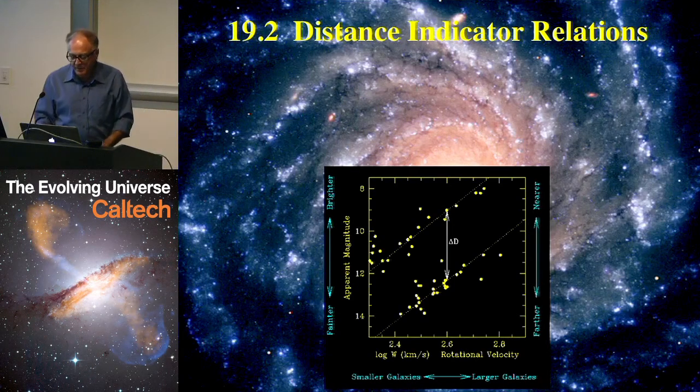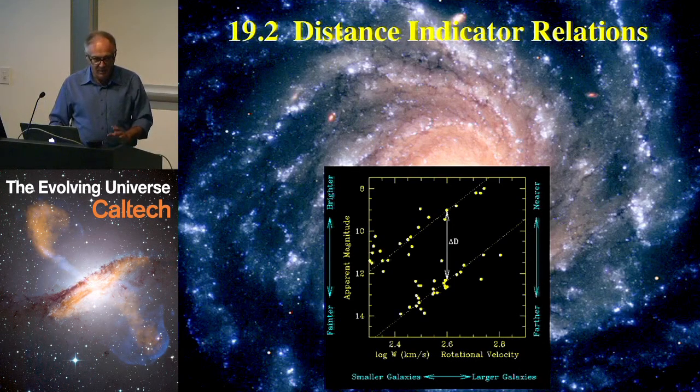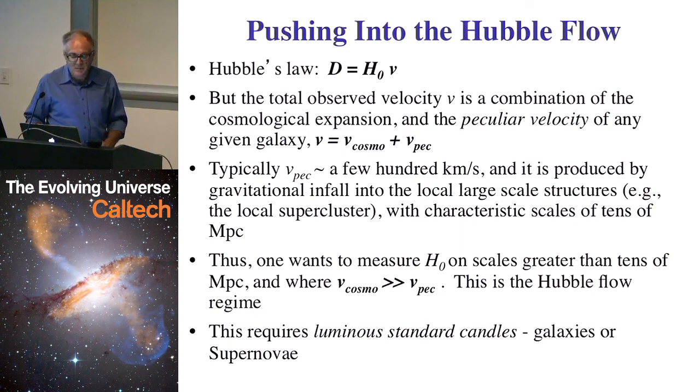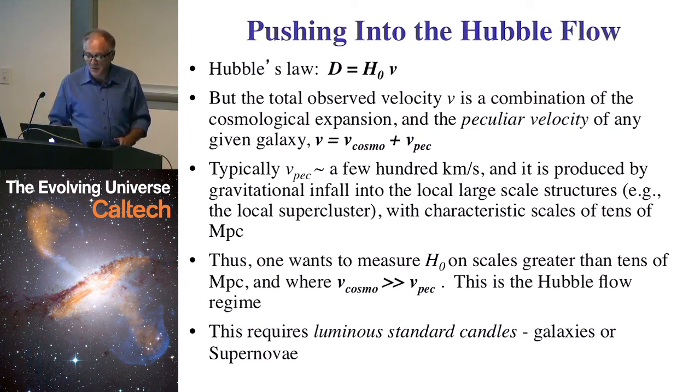Well, let's move on then. What do we do to get a little deeper than distances of some tens of megaparsecs, which is what Cepheids can give you? Now, why do we want to do this? Well, remember, Hubble law is direct proportionality between expansion velocity due to the expansion of the universe and the distance.